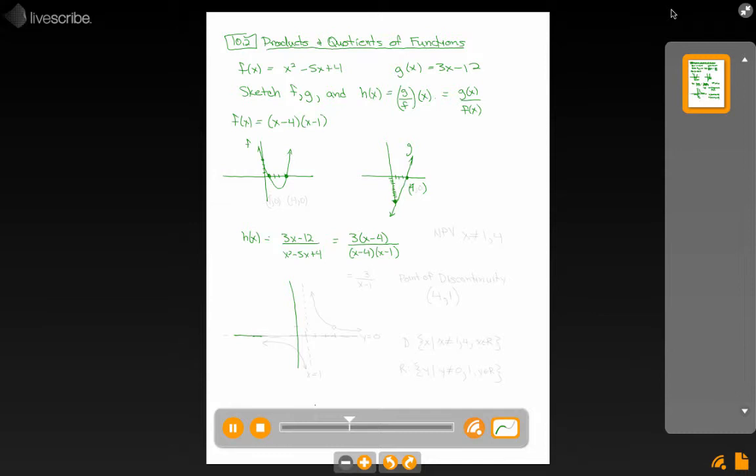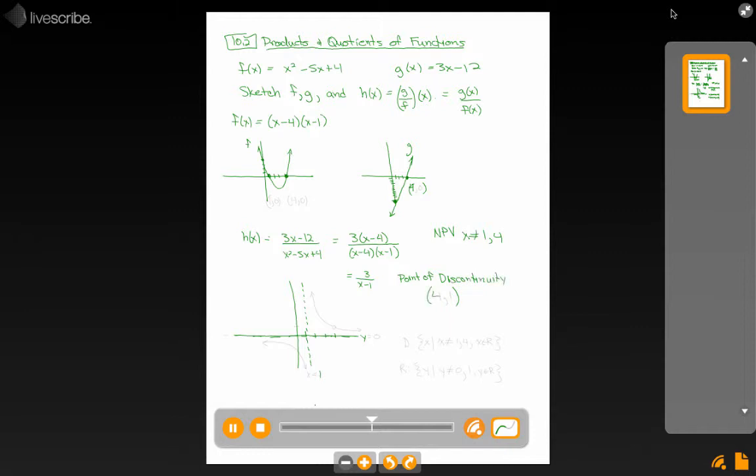I will have a vertical asymptote at x equals 1. This function is undefined there, so an asymptote there. It also has a point of discontinuity at x equals 4. Now, my non-permissible values, as I just said, are 1 and 4. If I keep that in mind, this function really is just going to look like 3 over x minus 1 with a point of discontinuity.